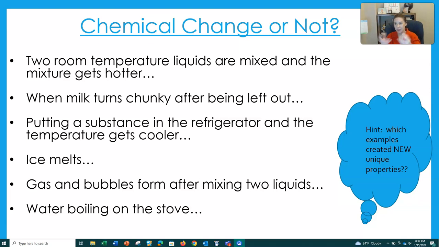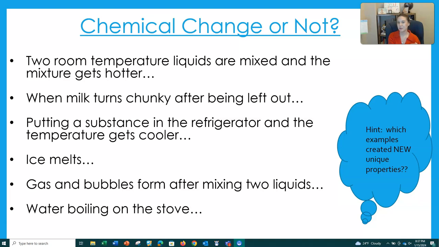You are not having to make it colder. You are not having to make it hotter. That happens on its own. You are not changing the color. If it happens on its own, chemical change. When milk turns chunky after being left out, it's formed a precipitate, which is evidence of a chemical change.